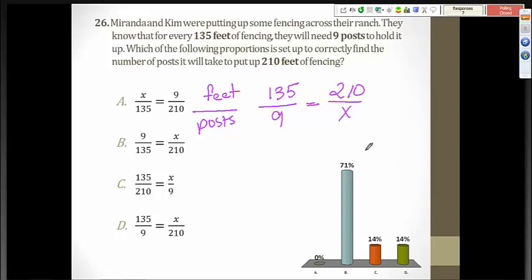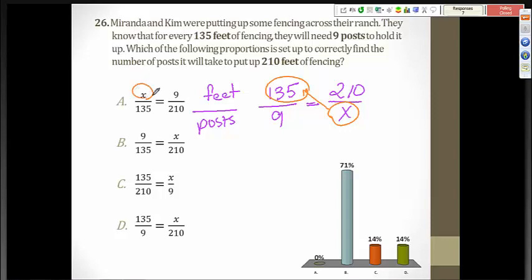So now, the way that I always like to do proportions, rather than actually solving it, I'm going to check which of these proportions has X diagonally across from 135. So I'm going to go through each letter choice and see which of them matches, all right? We only need to check if the X is diagonally across from the 135.